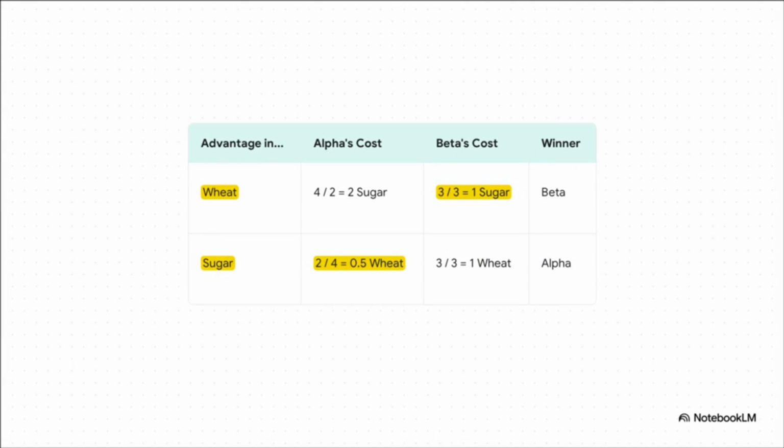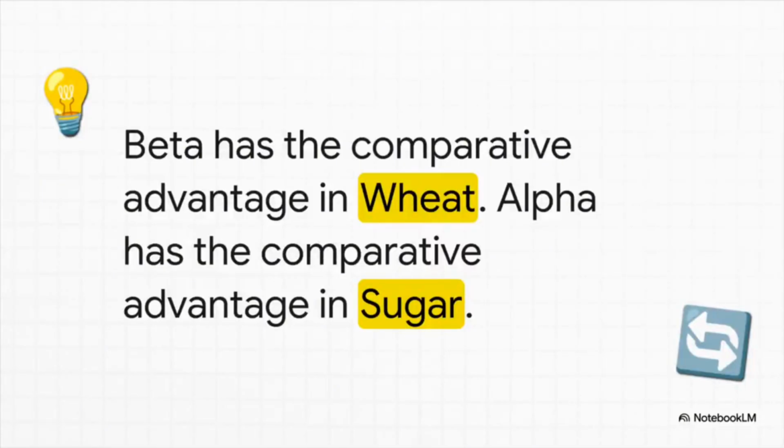Then we do the reverse for sugar, and Alpha comes out on top with a cost of only half a wheat. They're the winner there. And would you look at that? Even with totally different numbers and a different method, we get the exact same conclusion. Beta should focus on wheat, and Alpha should focus on sugar. This just goes to show you how solid this economic principle really is.